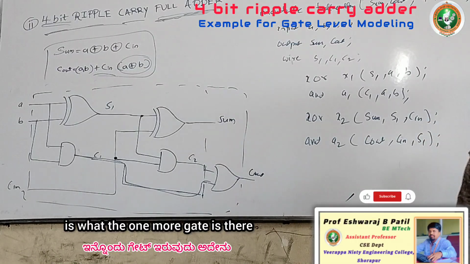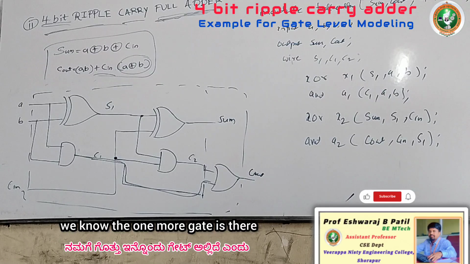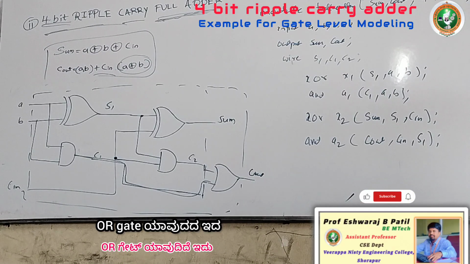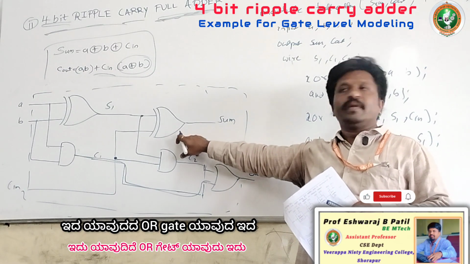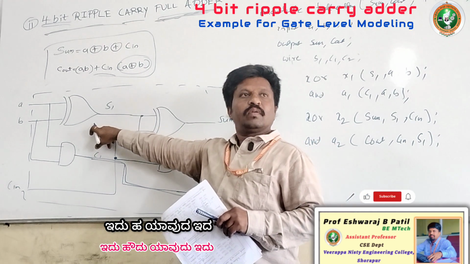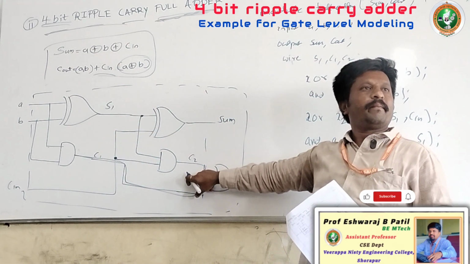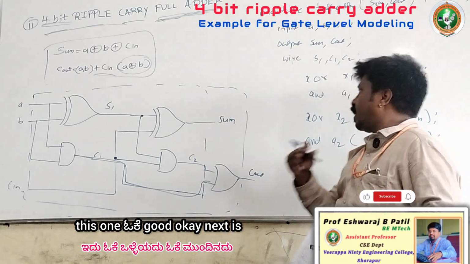Next, one more gate is there. What is that gate name? Vinod, one more gate is there. Where is the OR gate here? Which one is the OR gate? This one, okay, good.